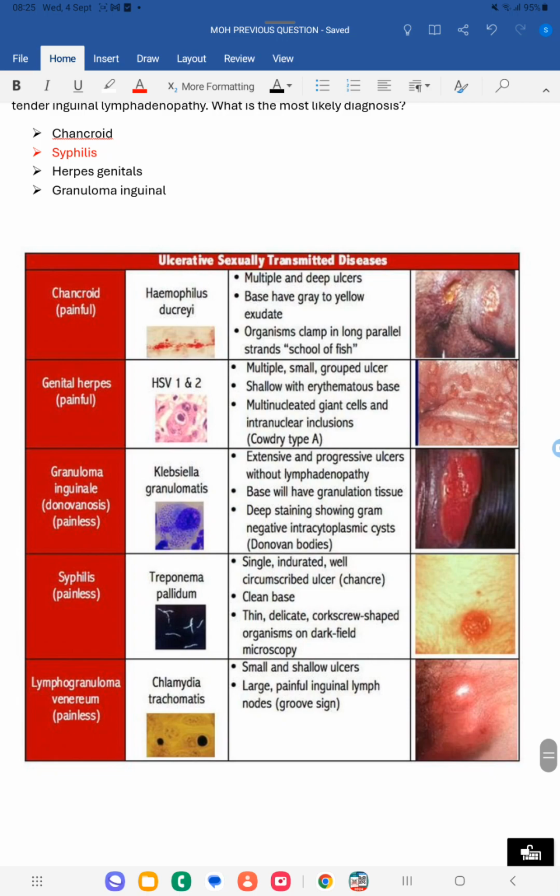You can see here the first one is chancroid. The causative organism is Haemophilus ducreyi. Here also you will be getting an ulcer, but it is a painful ulcer.